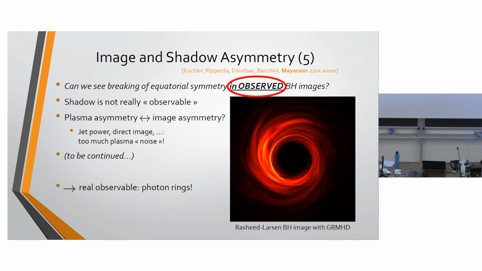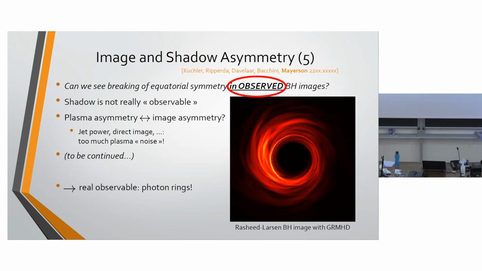Okay, so then we ask ourselves, okay, is there something that I can observe? And the real observable here, I think the only real observable that is going to give you detailed information about the geometry, is the photon rings. Okay, and here on this simulated picture, you can really see the photon rings as this bright circle, right?